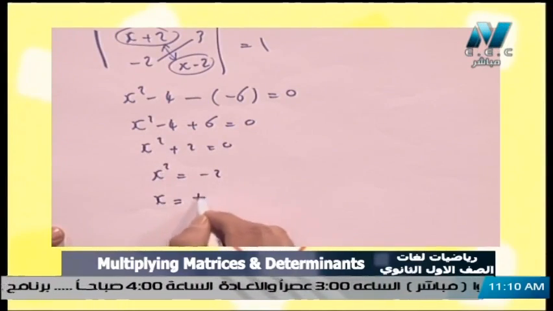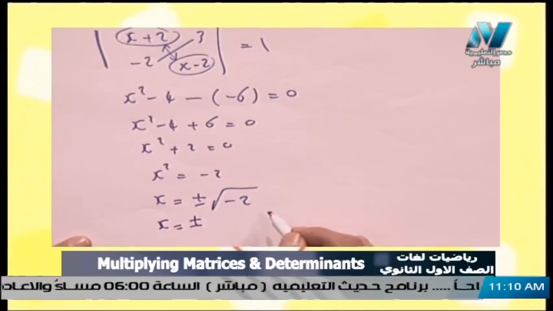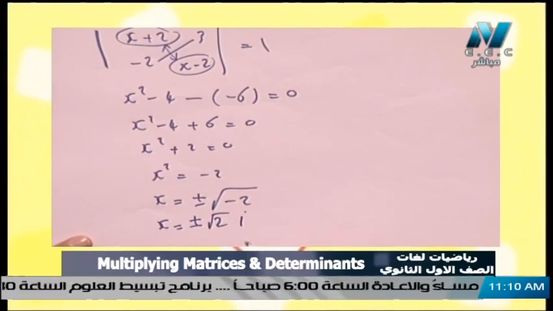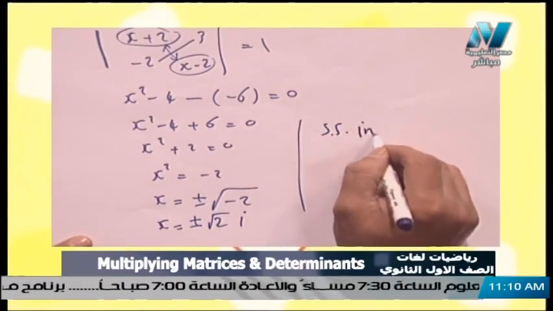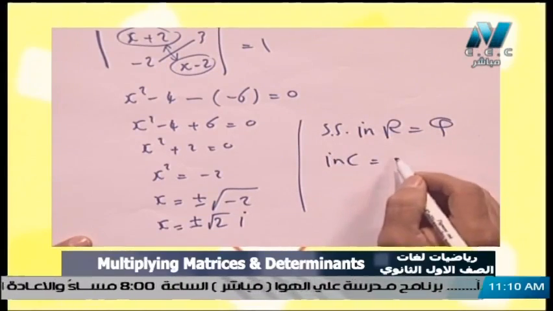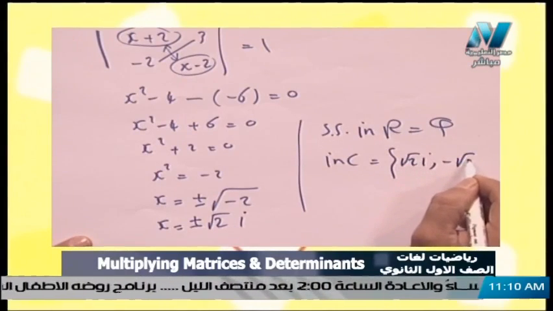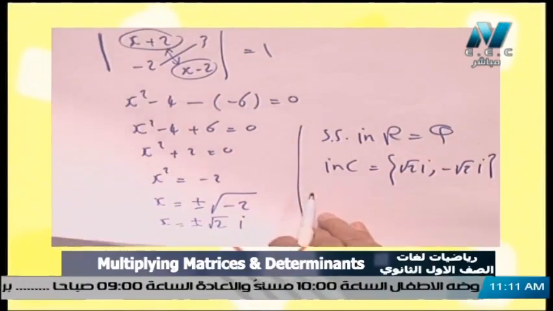So x equals positive or negative square root of negative 2. x here equals positive or negative root 2 i. i is the imaginary number. So the solution set in R will be phi, but in complex numbers will be root 2 i and negative root 2 i. Okay. Let's move to another question.